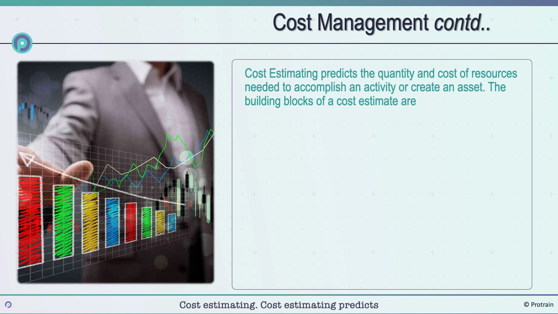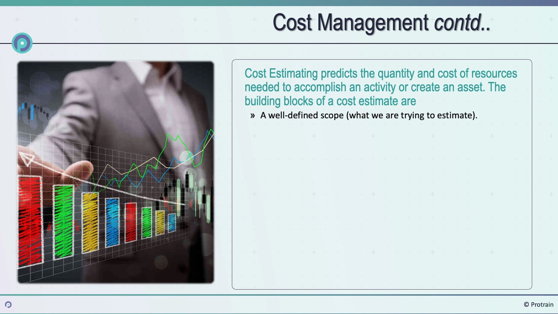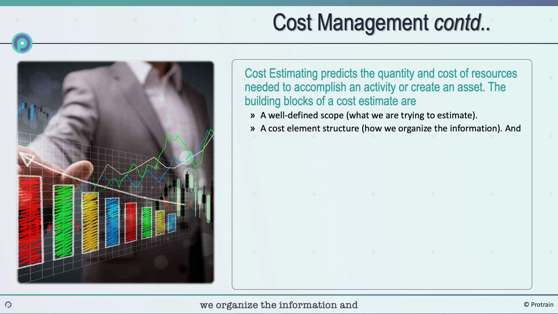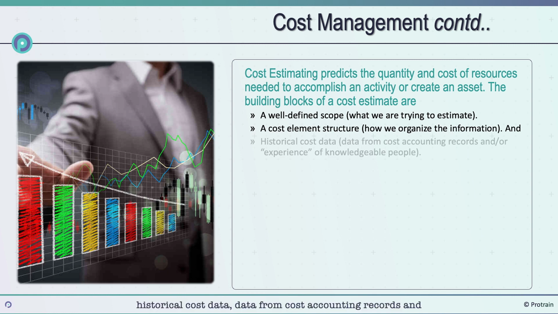Cost estimating. Cost estimating predicts the quantity and cost of resources needed to accomplish an activity or create an asset. The building blocks of a cost estimate are a well-defined scope, what we are trying to estimate, a cost element structure, how we organize the information, and historical cost data, data from cost accounting records and/or experience of knowledgeable people.